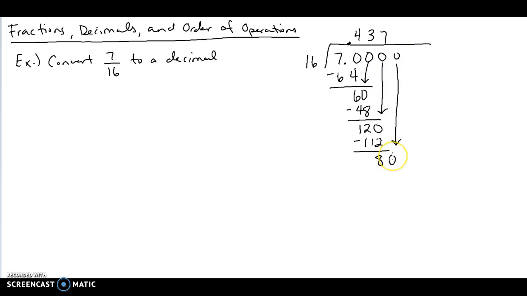And one more time, 16 will go into 80 exactly 5 times because 16 times 5 is 80. So if we subtract out our 80, that leaves us with a remainder of 0. So that's how we know that we need to stop on this problem, unless the particular problem you're working tells us to round to a certain decimal place. Well, since ours didn't, we want the whole entire number. So 7/16 as a decimal is going to be equivalent to 0.4375.